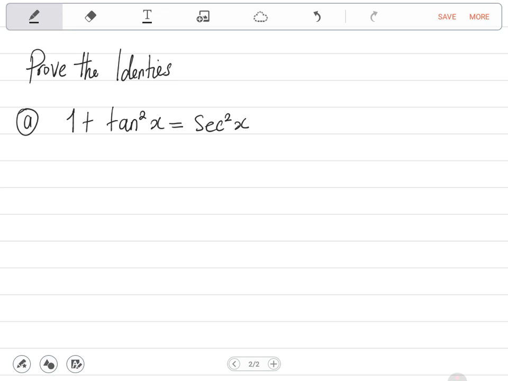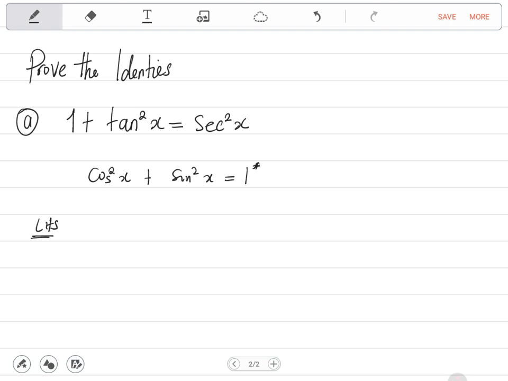All right, so 1 plus tan squared x is equal to sec squared x. How do we prove this identity? Now, you can start with either side you're comfortable with. To prove that this is true, here's what we can do. We know that cos squared x plus sin squared x is equal to 1. This statement is well known, isn't it? So keep this. Let me start with the left hand side.